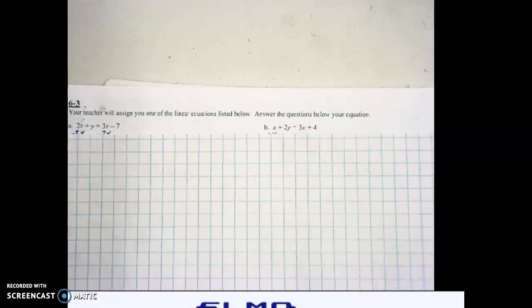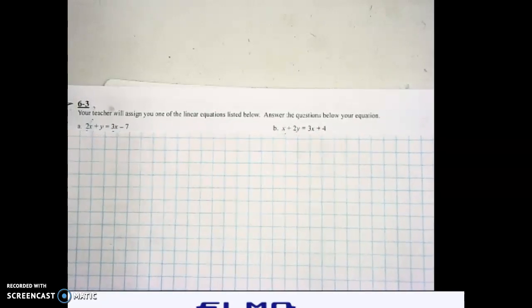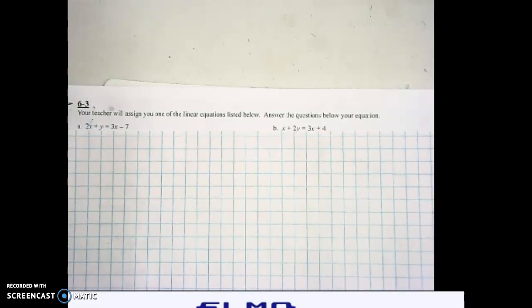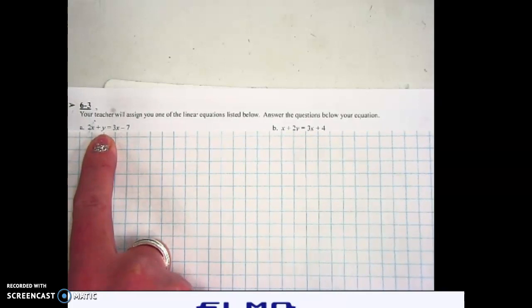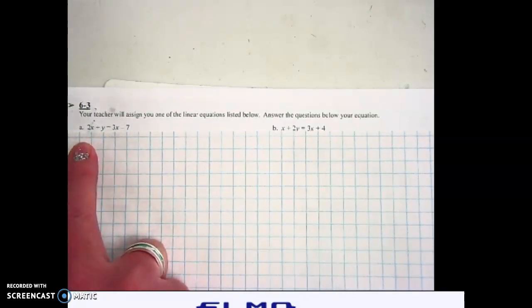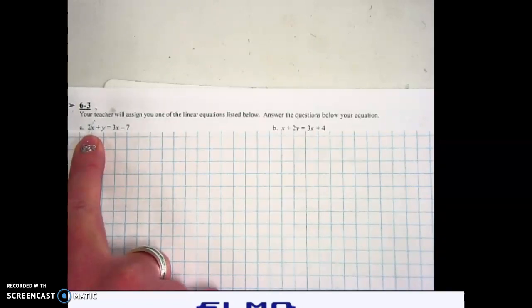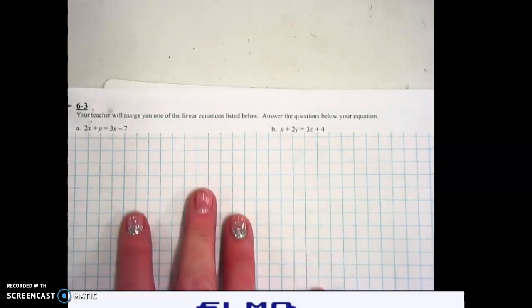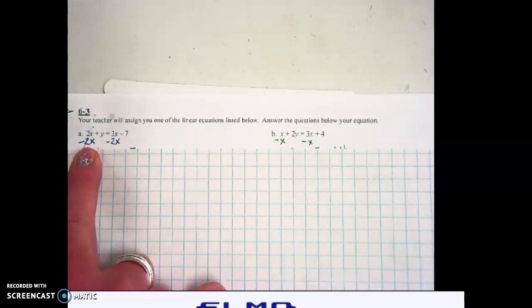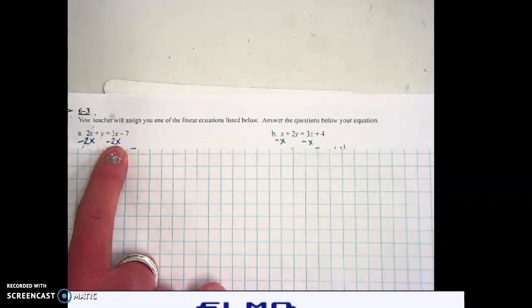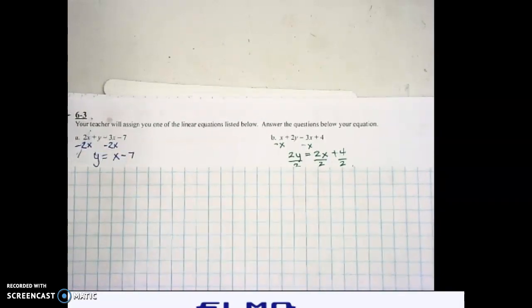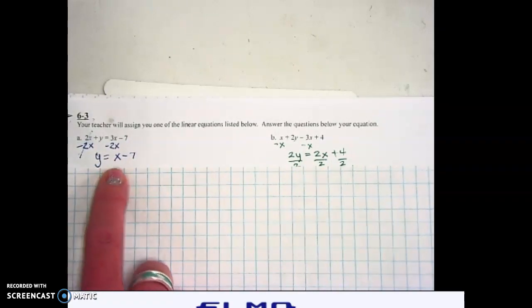So part A says 2x plus y equals 3x minus 7. And we want to get the y by itself. What's happening to the y? What's near it or being added or subtracted from it? The 2x. So the inverse operation is to subtract 2x. So you're going to write minus 2x, minus 2x. That leaves you with y equals x minus 7.